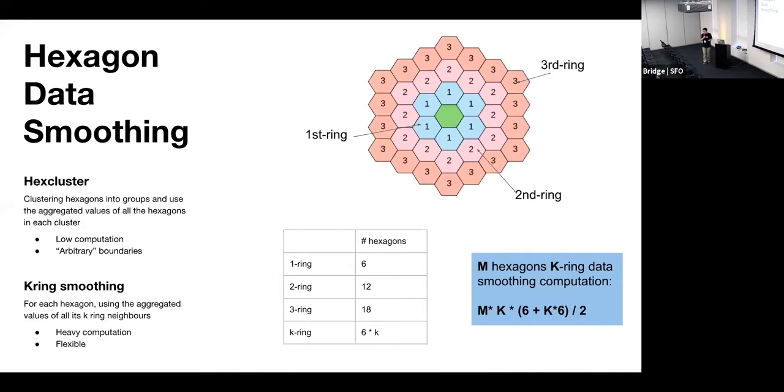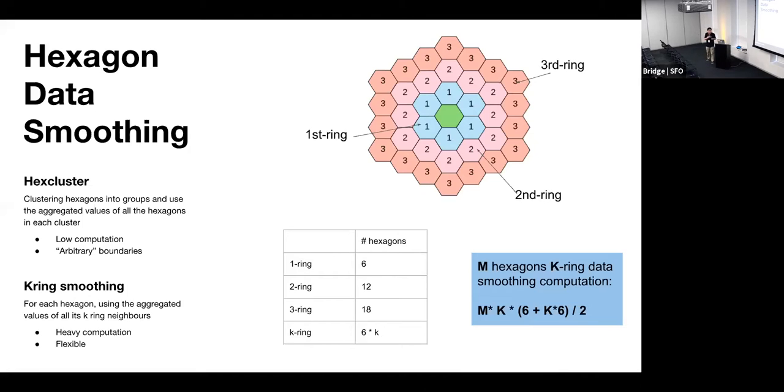The rough idea of k-ring smoothing is that whenever we look at one hexagon, we also look at all these k-ring neighbors. K can be different values. We take all the values of the neighbors, and then use aggregation, maybe an average or some other dynamic weighting, and then use that value for the green hexagon here.